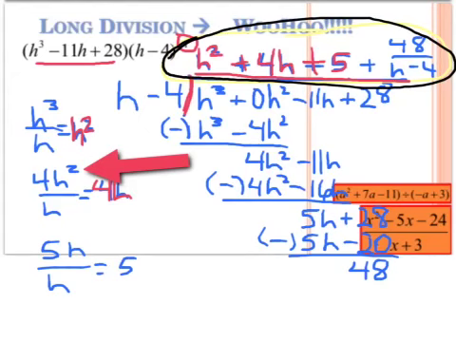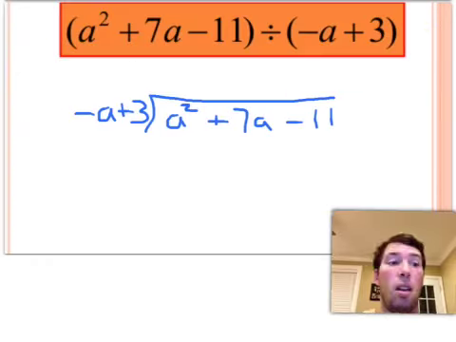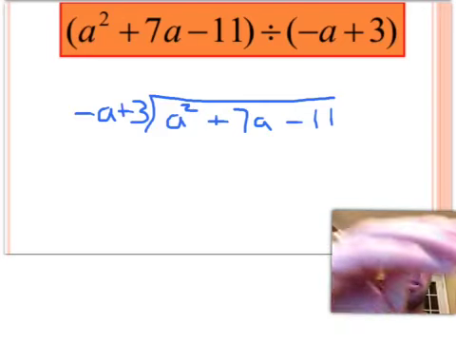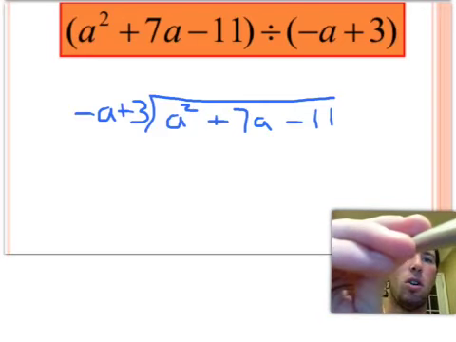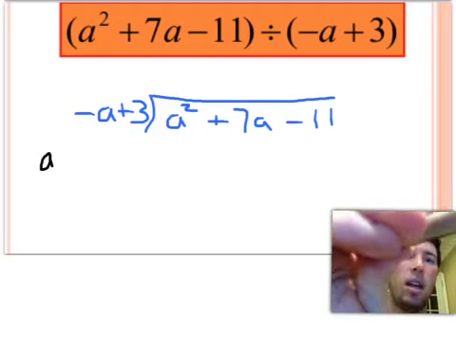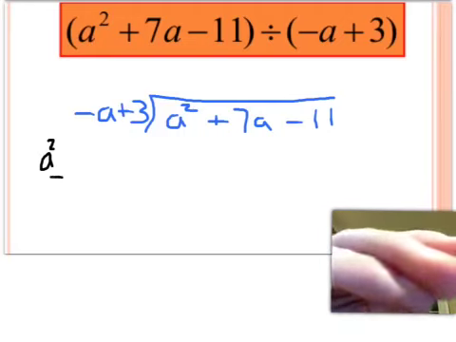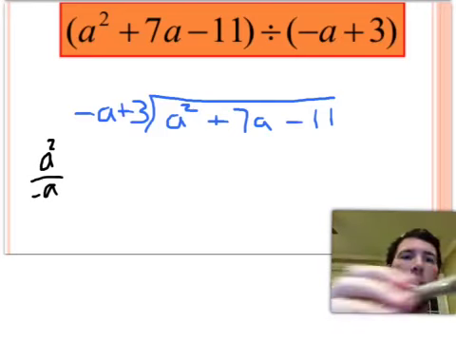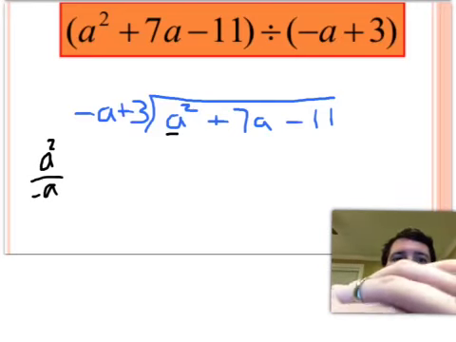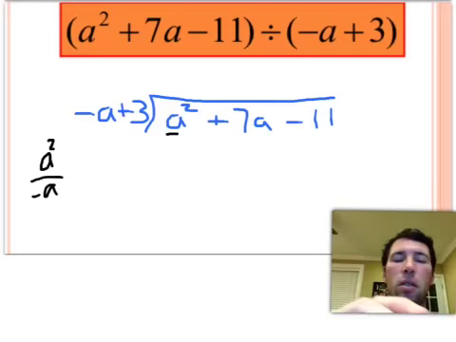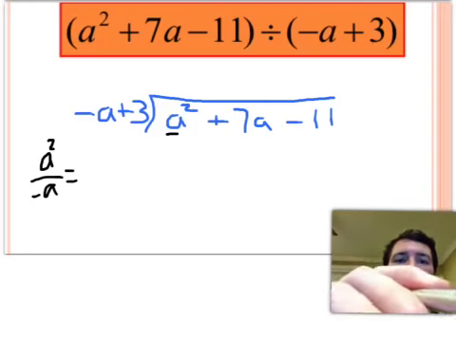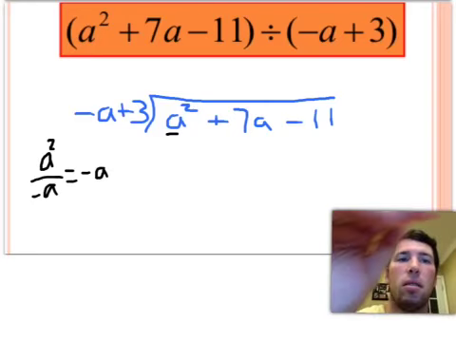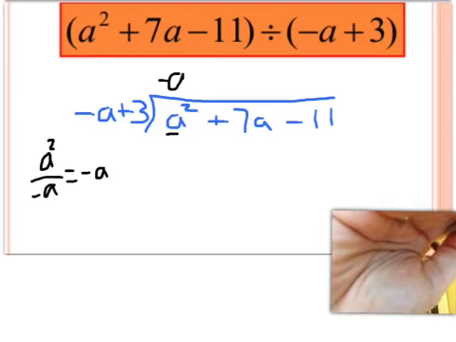Okay? Let's look at another problem. You guys are probably like, why would you ever make us do this? But we're going to try this one real fast. So I am going to begin with a squared and divide it by my negative a. The first one, a squared over here, divided by negative a out in the front, I'm going to get negative a. So I'll put it right here.